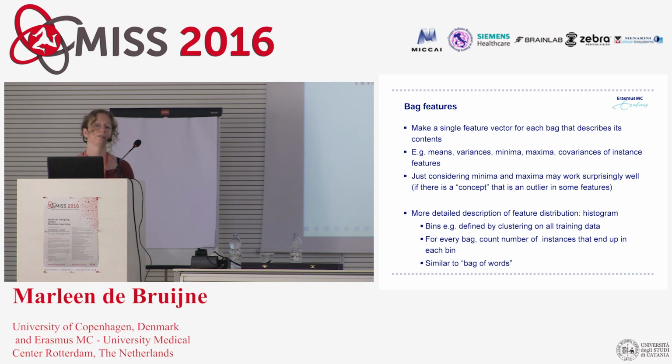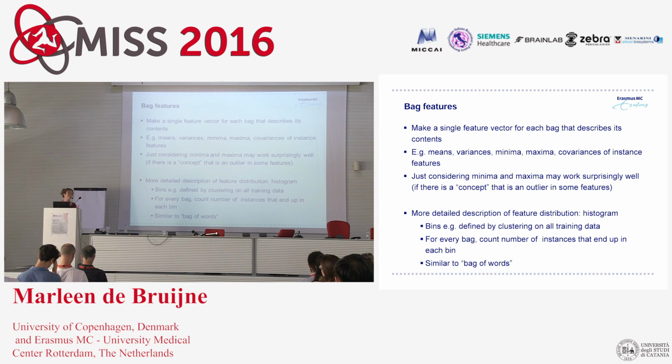Typically, if there is indeed such a concept class, like tumor voxels in a patient who has cancer and other images where there's no cancer visible, if there is a specific concept class that can be found, then it's likely that this will be visible, at least in some features, as a minimum or maximum, that it is somewhere at the edges of the distribution. So in some cases this may work quite well. In many cases it will not work at all. So those are the simple, more aggregate measures.